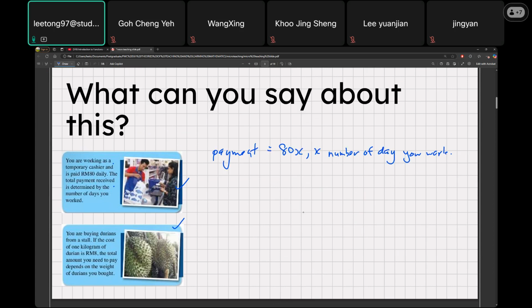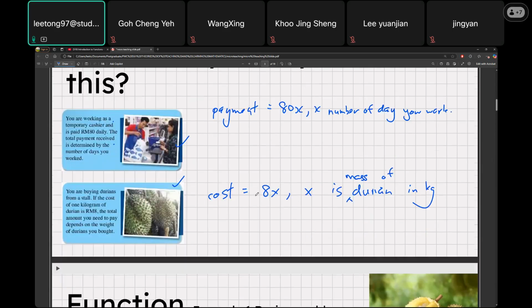How about this? You are buying durian from a store. If the cost of 1 kilogram of durian is 8 ringgit, the total amount you need to pay depends on the weight of durian you bought. So cost equals 8x, where x is the mass of durian in kg. Okay, I'll briefly go through because you have been taught the basic knowledge of function already.